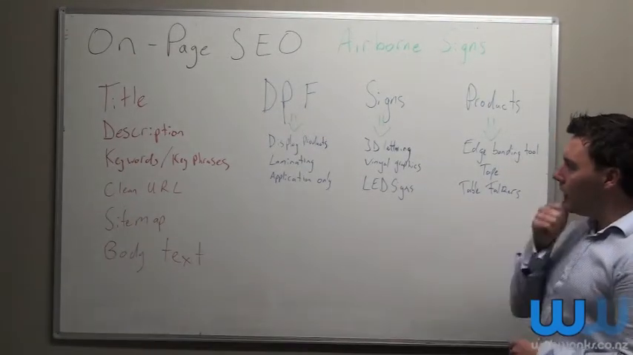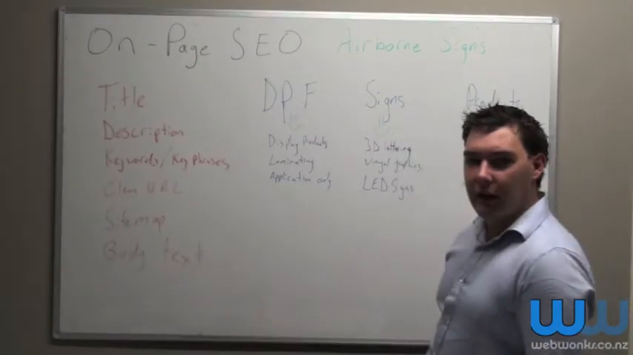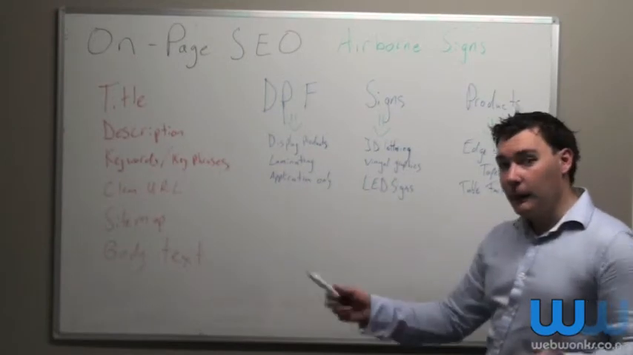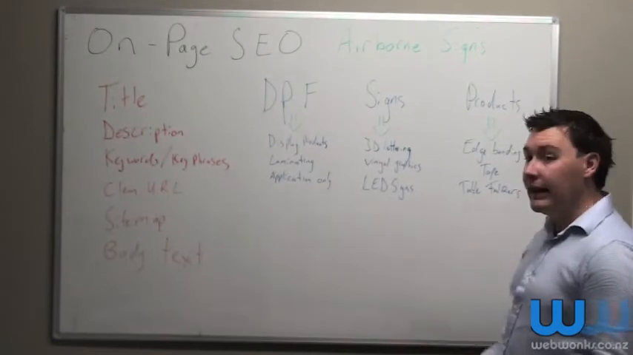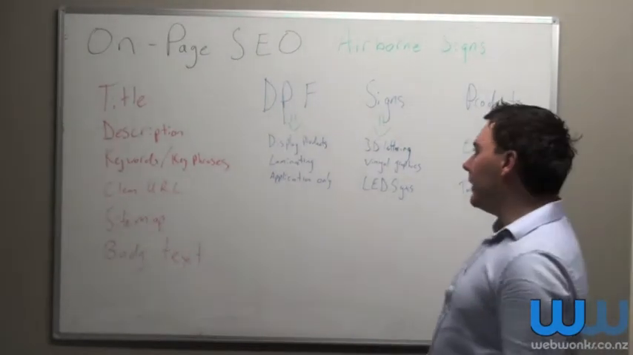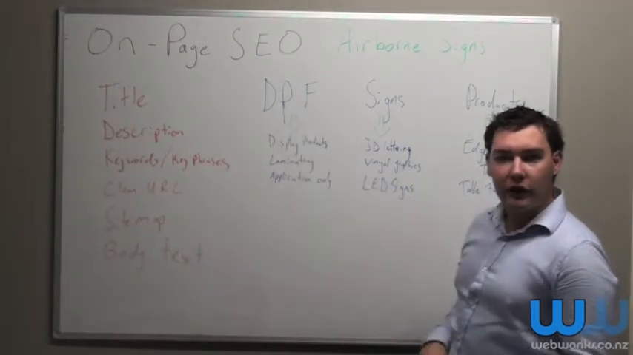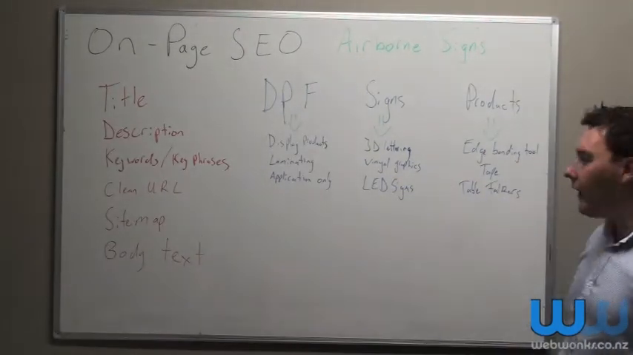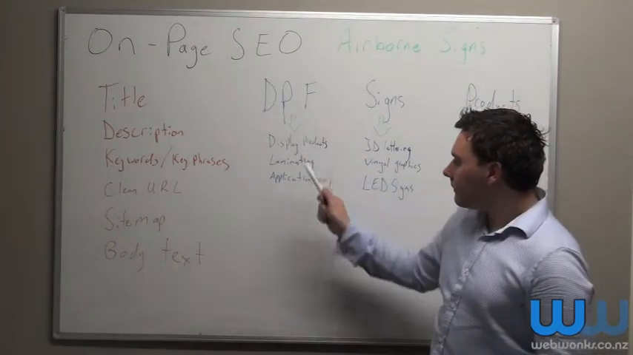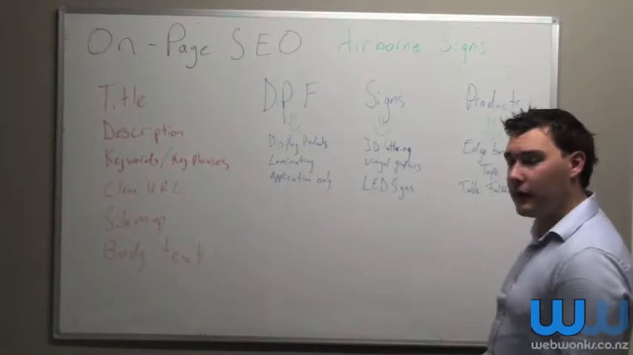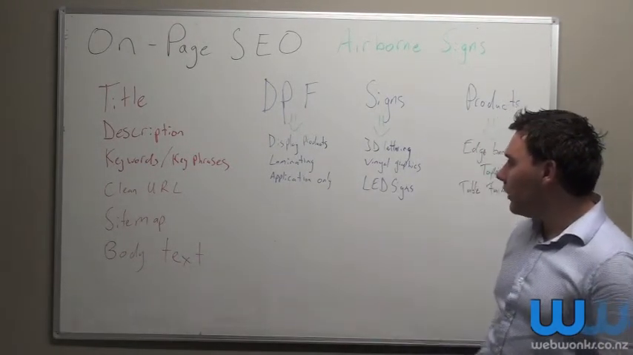Before we do, however, we're just going to take a look at the hierarchy of the Airborne Signs website. So there are three main components. Yes, there's a home page, there's a contact page, there's a testimonial page on the Airborne Signs website. But really, what they're advertising is their products and services. So there's DPF, which is digital print finishing, there's signs, and there's products. For DPF, there's more than three, but for the purposes of this tutorial, we're going to show three. There's display products, laminating, and application only.